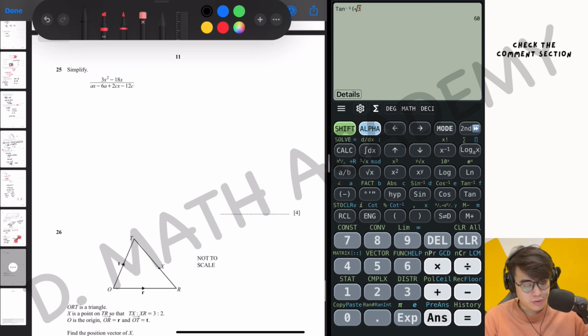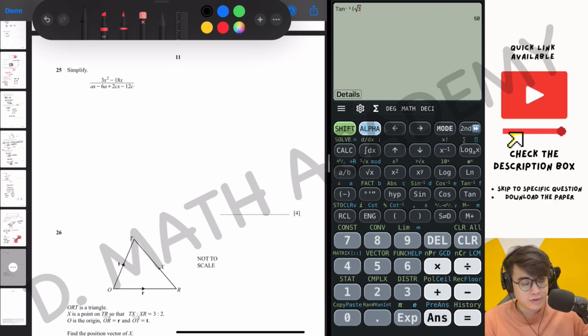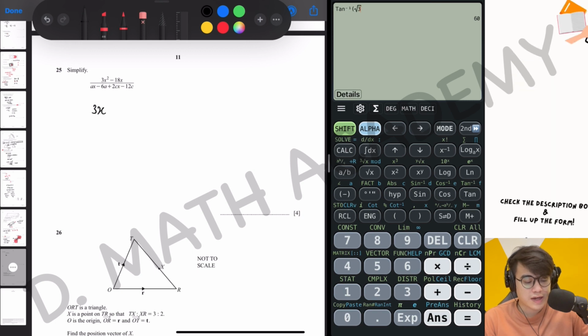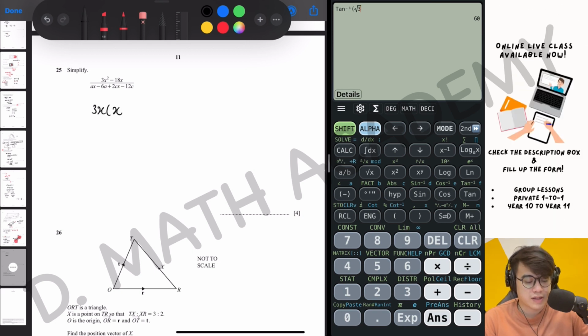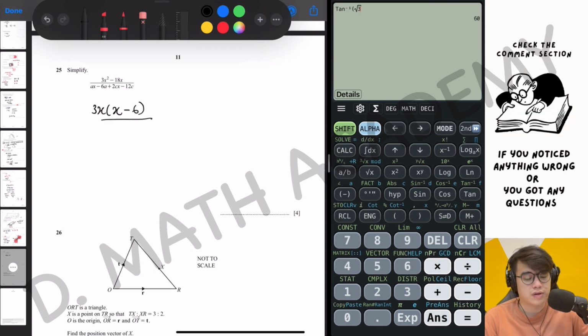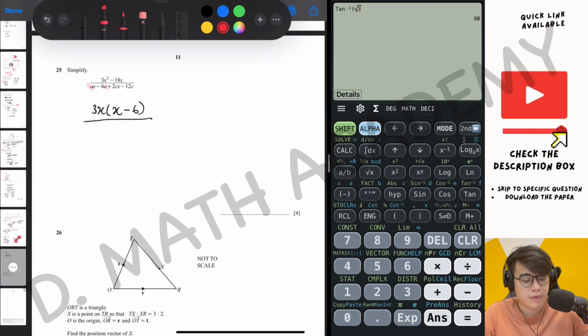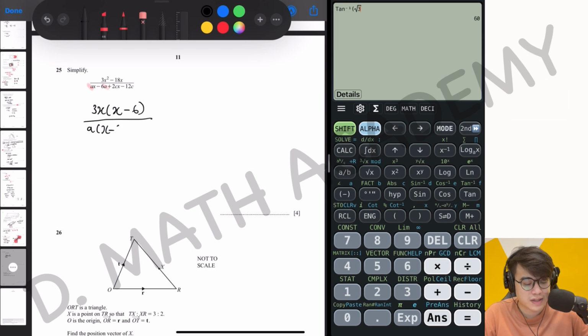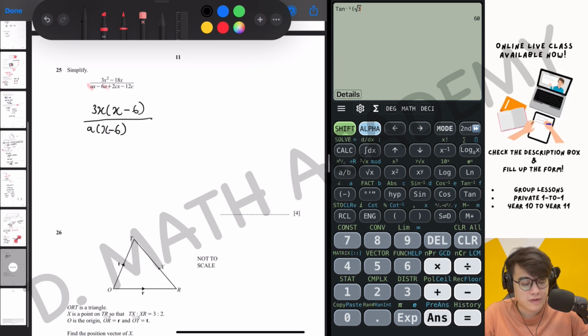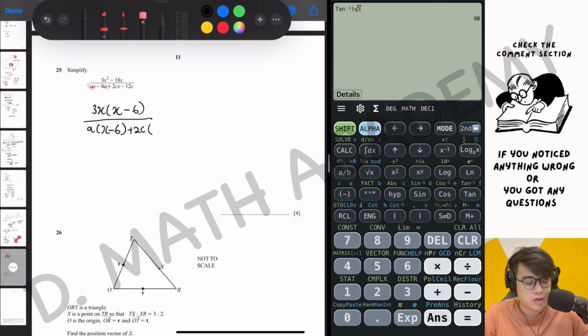Moving on to question 25. Okay, we're almost done. We're at the last two questions. Okay, I can take out 3x from it. So you have x and 6 left at the numerator. For the denominator, however, you can split it into two separate parts. First one, I'll be extracting a out from it, so I have x minus 6 inside. And then for the next one, I can extract 2c from it, so that I have x minus 6 as well.